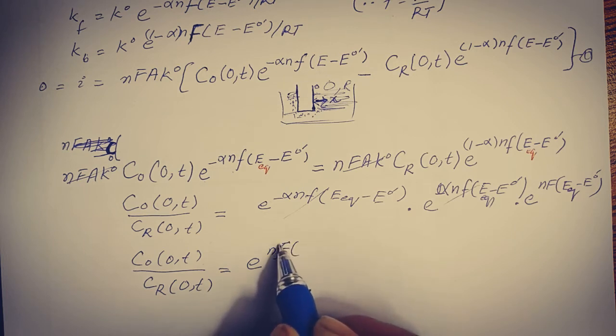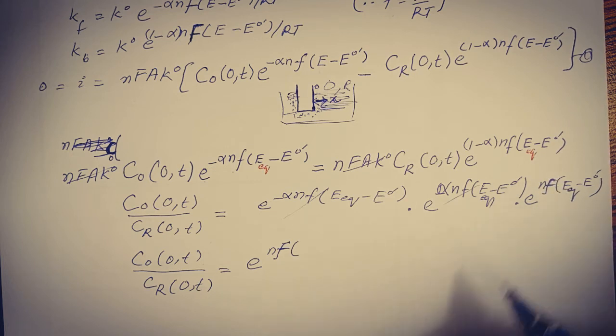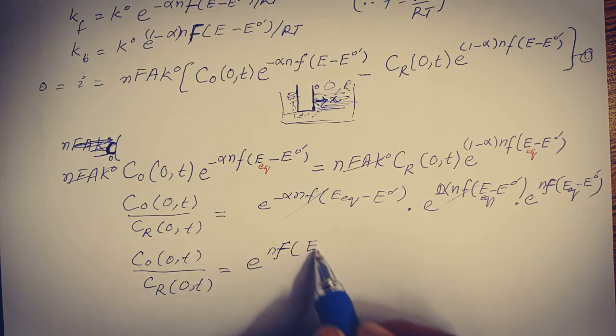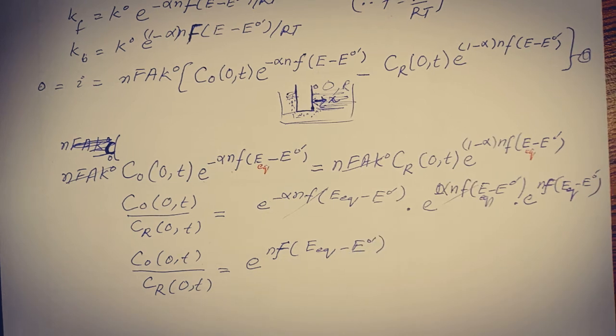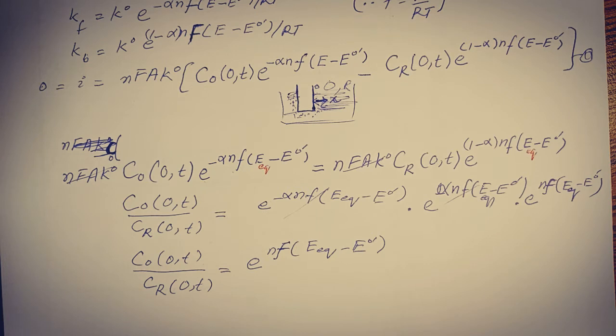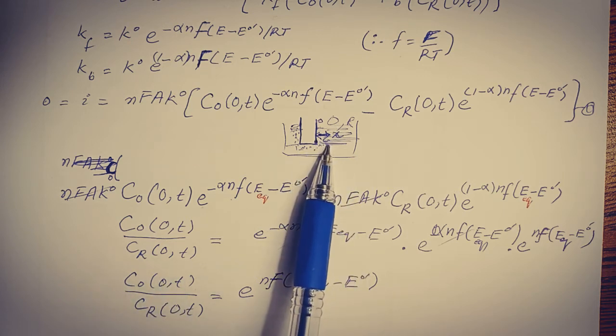So here F is the constant, that is the Faraday's constant, over RT, and the E equilibrium minus E naught dash. Since equilibrium applies, the bulk concentrations of O and R are found also at the surface. So here this reaction is taking place at the electrode surface, and it is also in equilibrium with the bulk concentration.